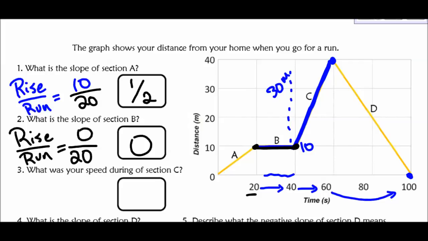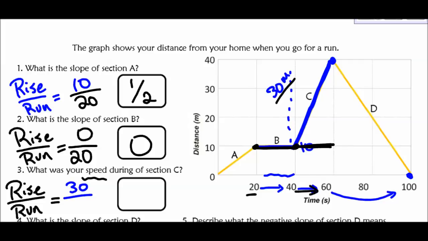What was your speed during section C? Remember, speed, rate of change, and slope are all the same thing. The rise is 30, like we said there. Mark that in blue. And the run is this distance. From here to there is 20. 30 over 20 would simplify to 3 over 2.